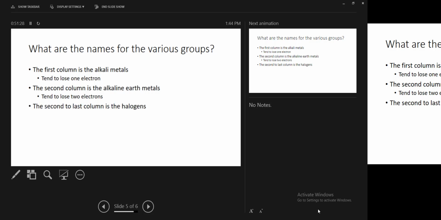All right? Now you have to go all the way over to the second to last column. You're like, why don't any of the other ones have names? I don't know. But if you go all the way over to the second to last column, we call these the halogens. We've already talked about these. Fluorine, chlorine, bromine, iodine.